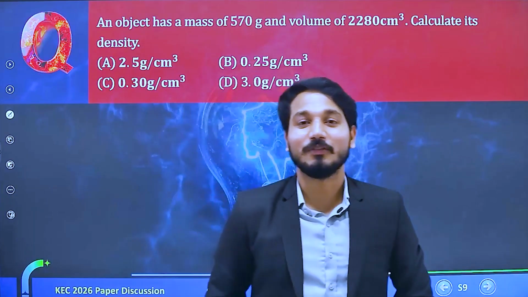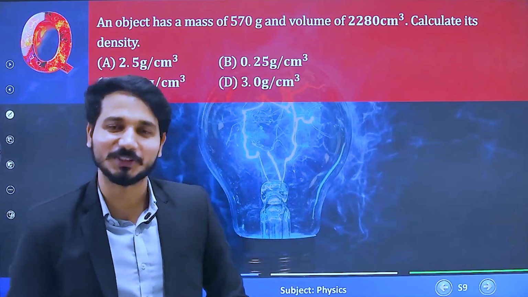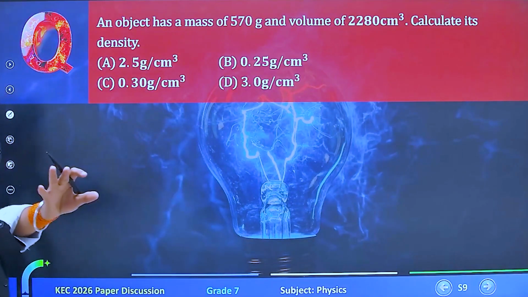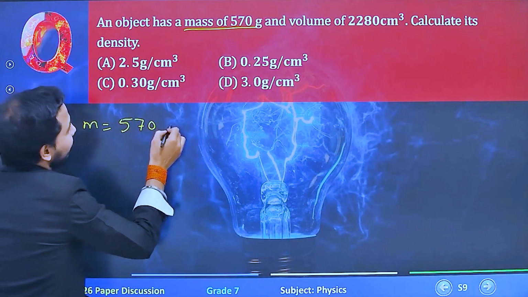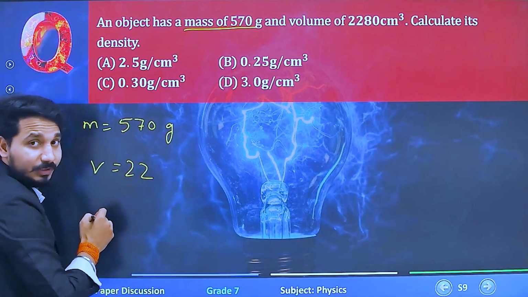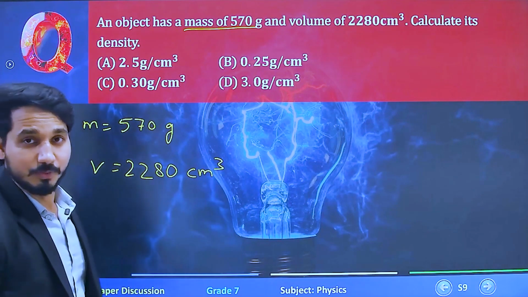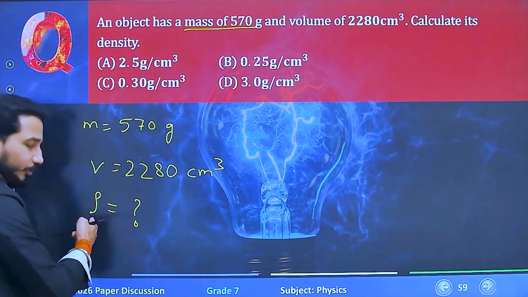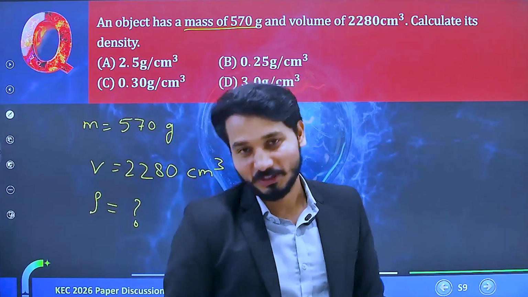An object has a mass of 570 gram and volume of 2280 centimeter cube. Calculate its density. Now first we will note down what is given over here in the question. Mass is given how much? 570 gram, and volume is given how much? 2280 centimeter cube, right? Volume is given and mass is given. What is it asking? Density. Density is denoted by letter rho. Those who don't know, please note it down. This is rho.